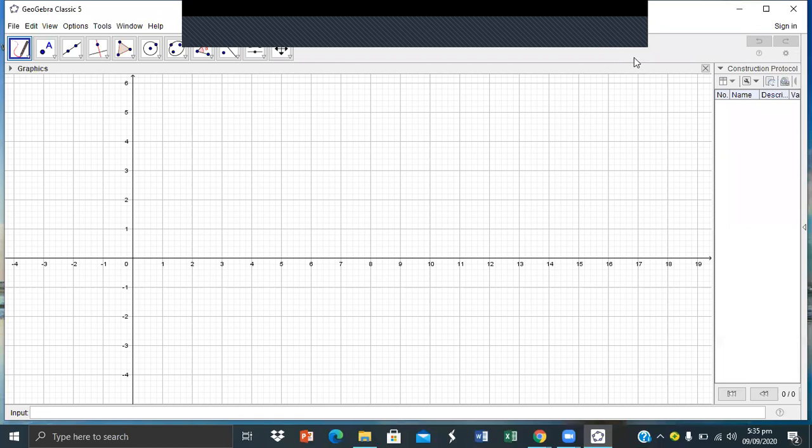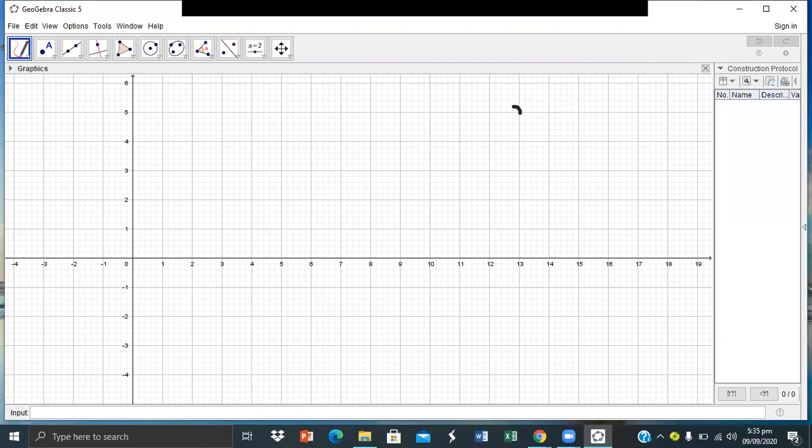One more example, let's suppose we have to draw the graph of x plus 2y equals minus 3. Again, this equation is representing the type ax plus by plus c. Here a is 1, b is 2, and c is plus 3. As you move minus 3 to this side, it will become plus 3. So c is representing as plus 3.